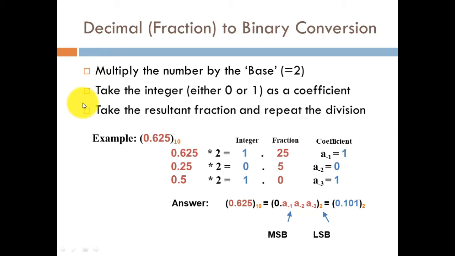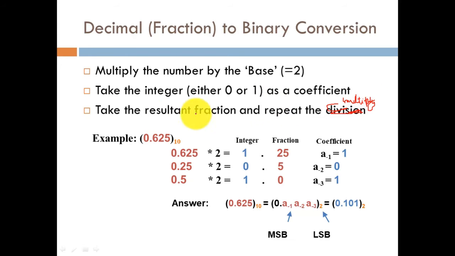So here also there are certain steps that we need to follow in order to convert our decimal fractional number into a binary number. First we need to multiply it by the base, that is equal to 2, since we are talking about the binary number system. Then we take the integer, either 0 or 1, as a coefficient, and in the next step we take the resultant fraction and repeat. So here in this third step there is a correction. This is not division, we basically have to multiply with the base.